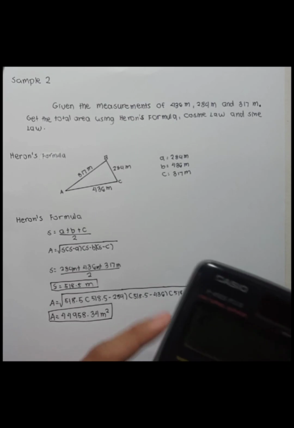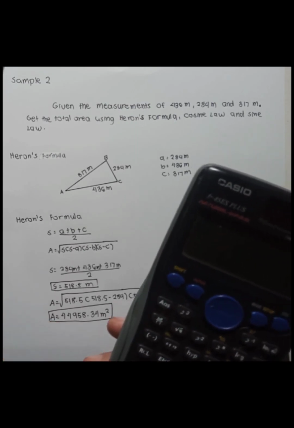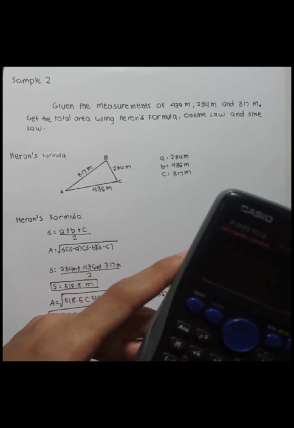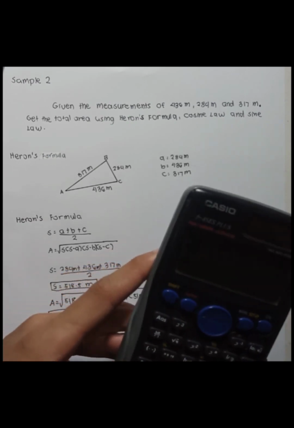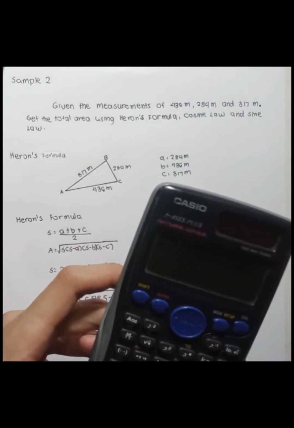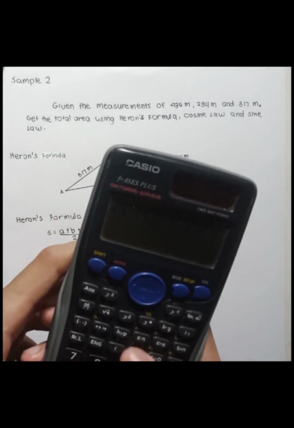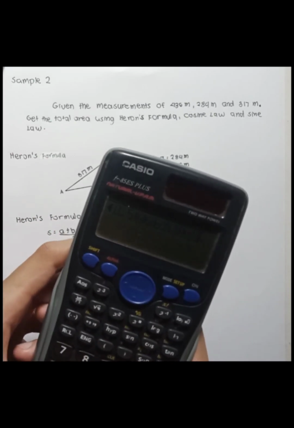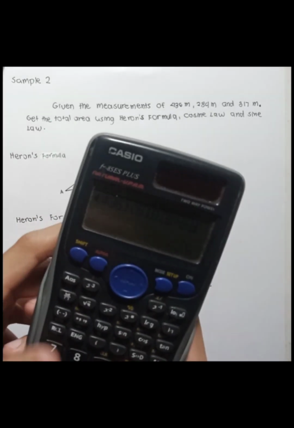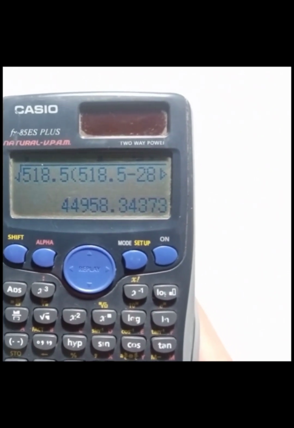So, para makasiguro tayo na tama, computin pa rin natin. Okay? 518.5 times 518.5 minus 284 times 518.5 minus 436 times 518.5 minus 317, and we will get the answer of 44,958.34 meters squared.